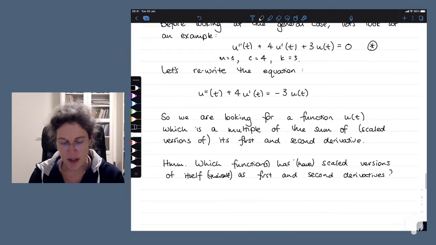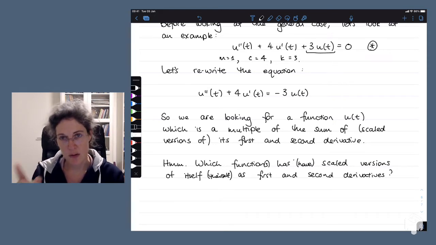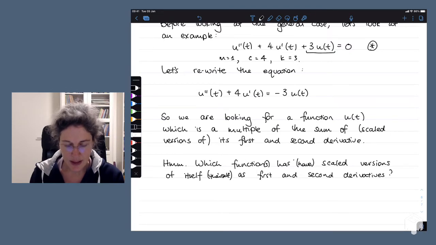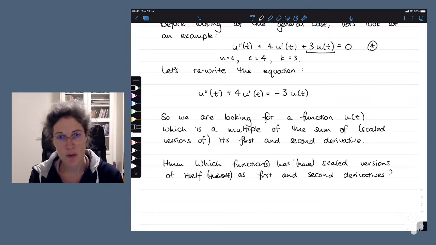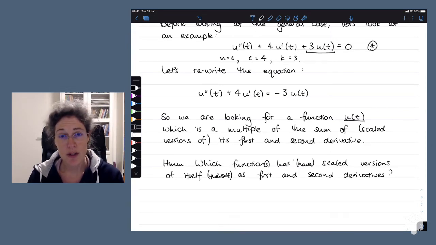And to start thinking about how we might tackle this, let's rewrite the equation. So you'll see that all I've done here is I've taken my u of t term over to the left. Now let's think about what we're looking for when we're solving a differential equation like this. We're looking for some function u of t. What does it have to look like?